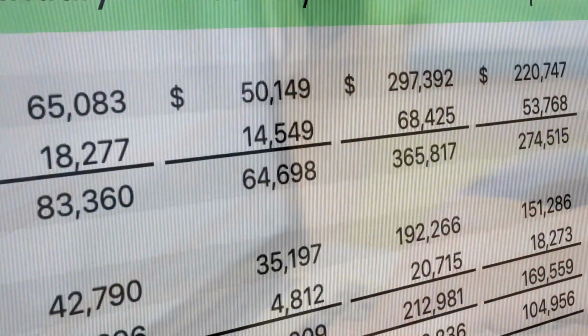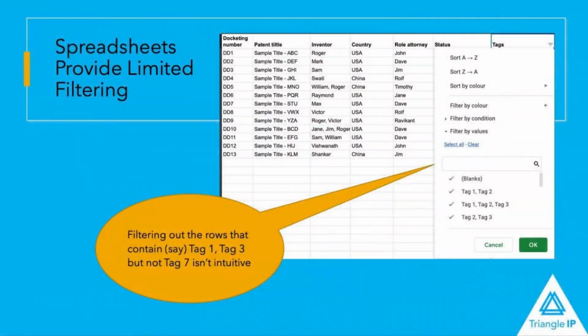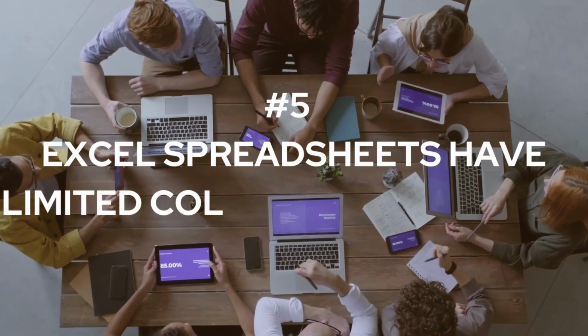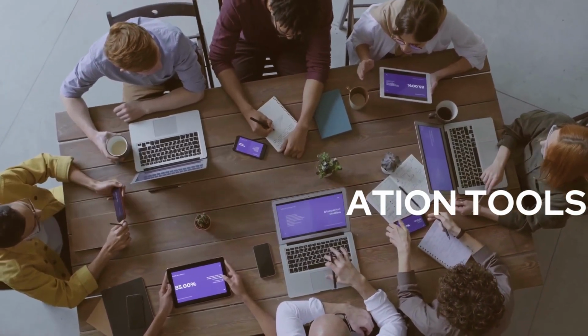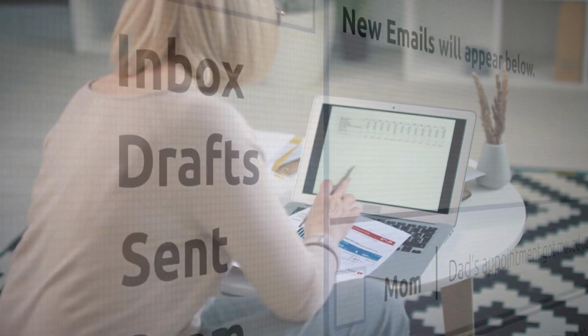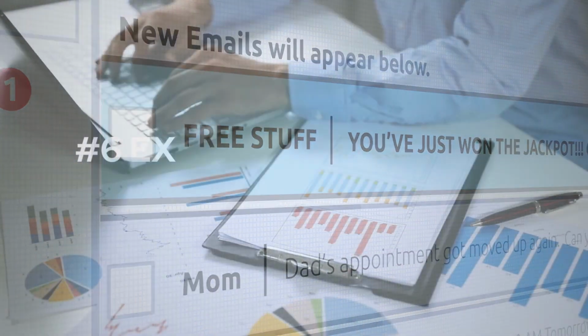Fourthly, Excel spreadsheets provide limited filtering. While Excel can alphabetize rows based on the first letters of a text field, it provides almost nothing beyond these built-in functions for text analysis or manipulation. Fifthly, Excel spreadsheets have limited collaboration tools. For most Excel users, collaboration is clunky, with different versions of Excel spreadsheets sent by email.